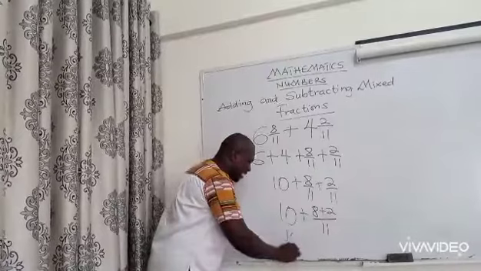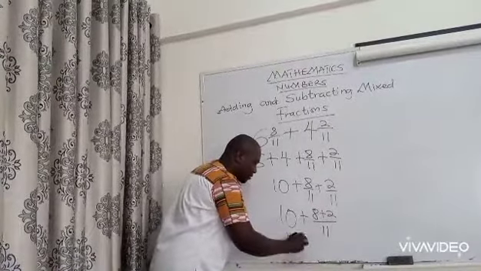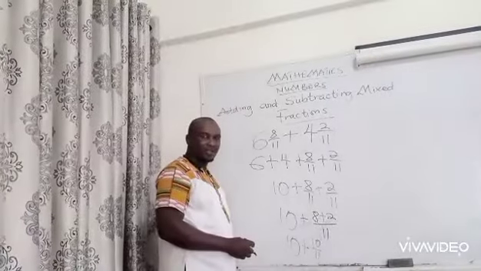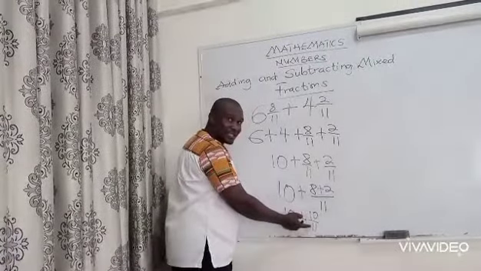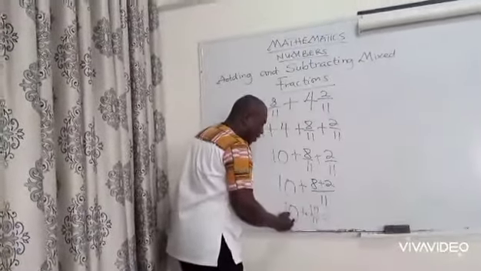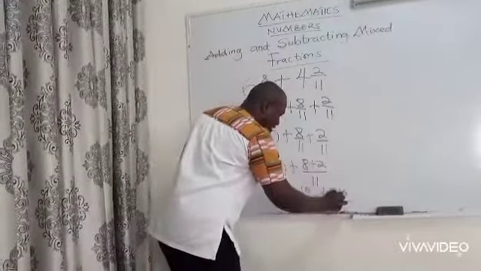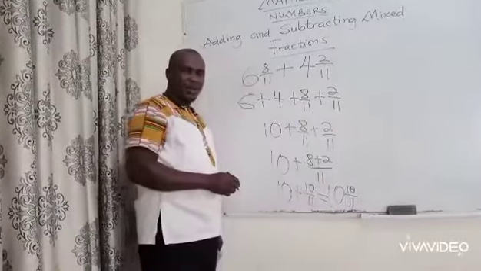So we have 10 whole number plus 10 out of 11. Now, we cannot reduce this fraction. So we add the whole number to the fraction as 10 whole number, 10 out of 11. I hope it's very simple.